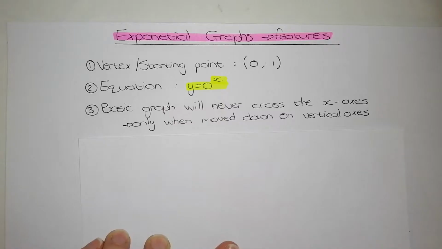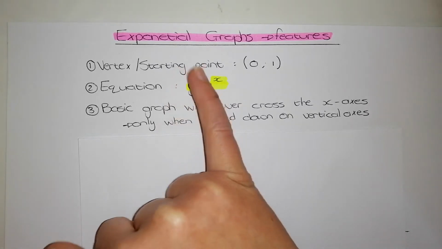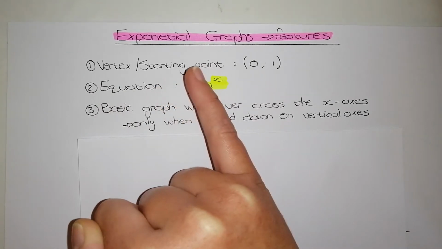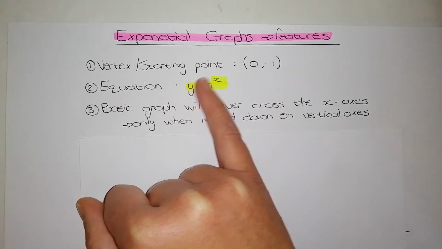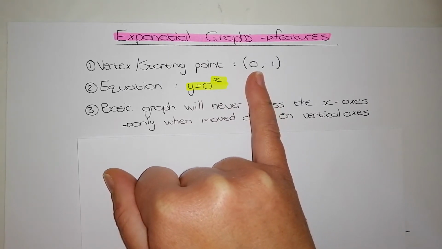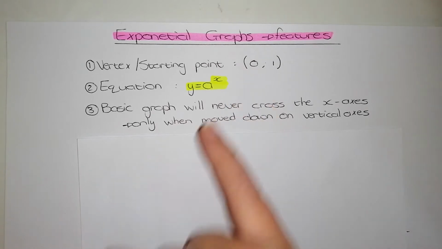With exponential graphs, we have the same type of functions that a parabola has. So the first thing is the exponential graph also has a vertex or a starting point, but an exponential graph's starting point is at the coordinate (0, 1), which is on the y-axis, and it is 1 on the y-axis. That is where we start our graph.